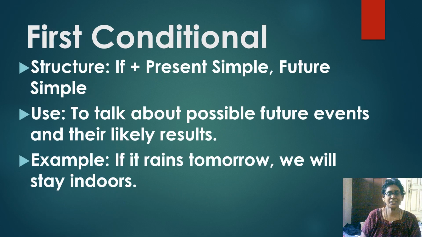So the next conditional that we are going to see is the first conditional. So we know the structure. See, grammar is equivalent to maths. We have formulas. So here you have the structure: if plus present simple, and then you have a comma, future simple. So this is the structure.